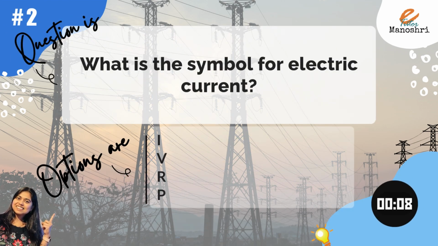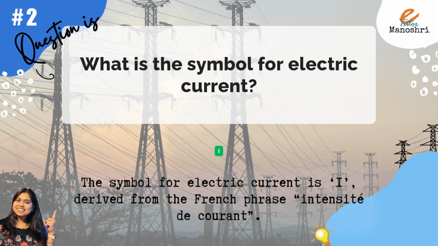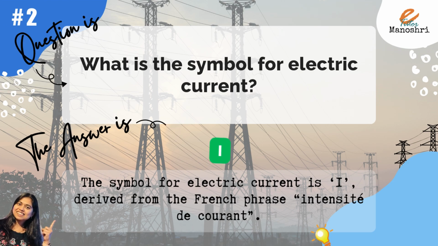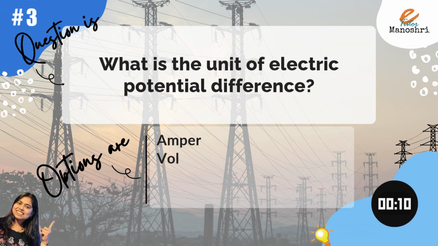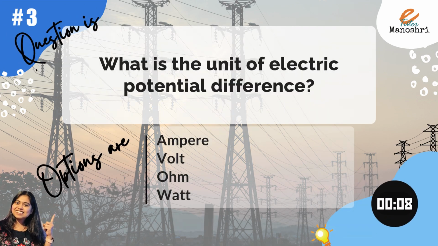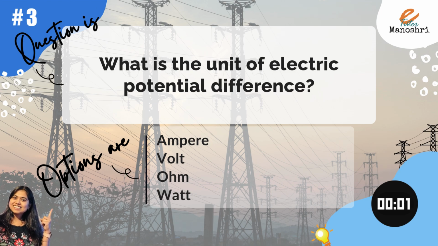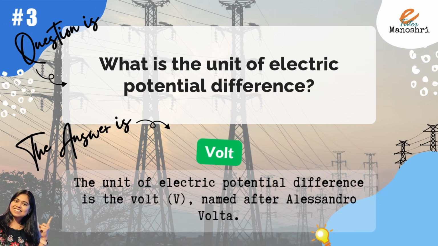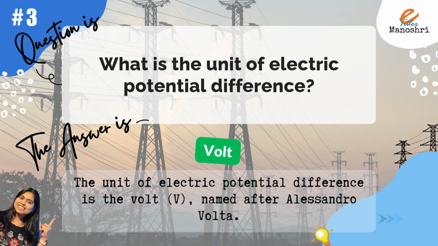What is the symbol of electric current? The symbol of electric current is I. What is the unit of electric potential difference? The unit of electric potential difference is volt.